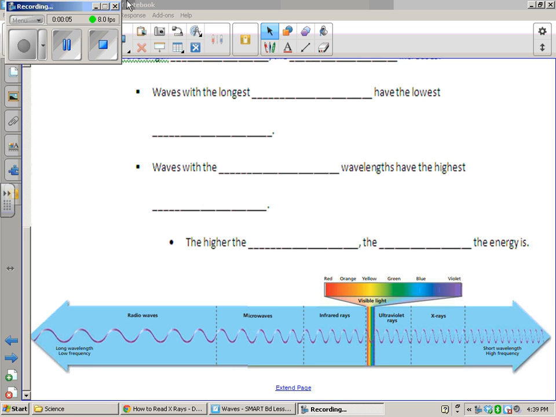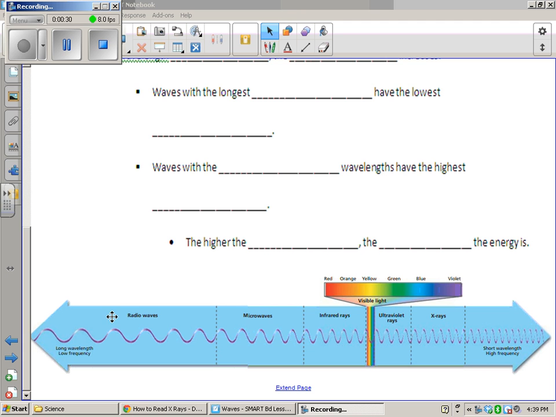This is the continuation of part 3, talking about electromagnetic waves. And where we left off last time was we were talking about the electromagnetic spectrum. So if you take a look at this diagram here, we see that the electromagnetic spectrum is the complete range of electromagnetic waves, and that's in order of increasing frequency.